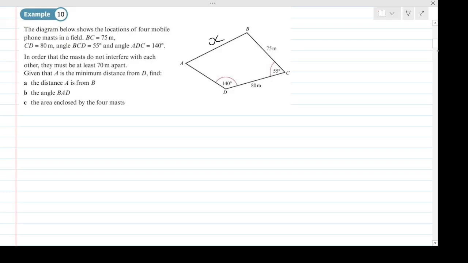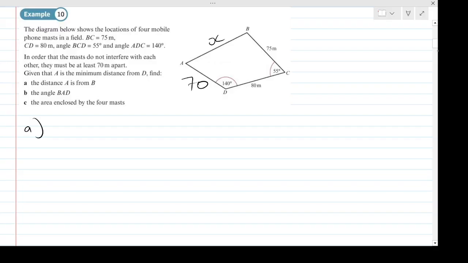So if that's the minimum distance, it has to be 70 then. So we can fill that in as well. A bit confused, a little bit of problem solving there, but a bit weird. They didn't give it right away, but there we are. So we've got another side to add on. Okay, so we need the distance A from B, so we need to find its x essentially.